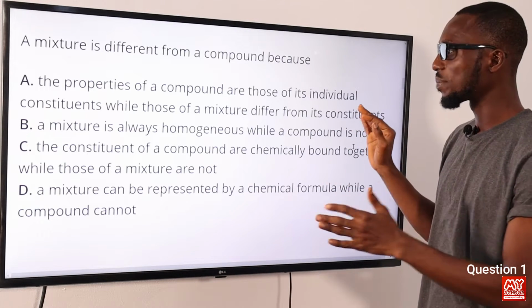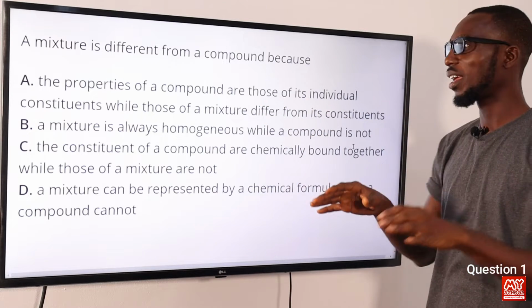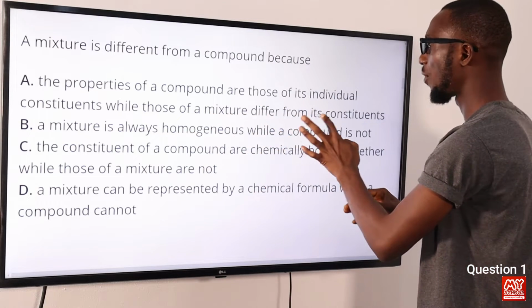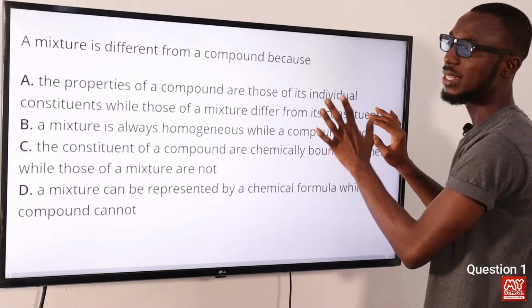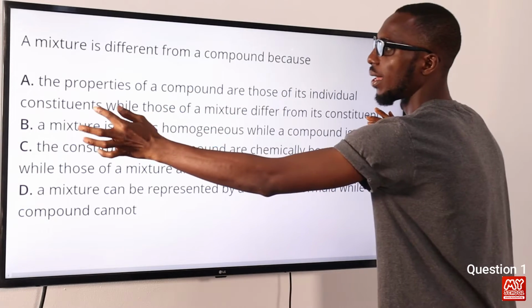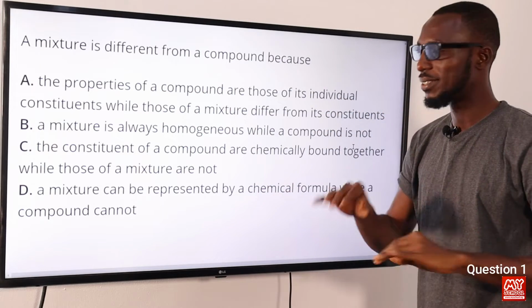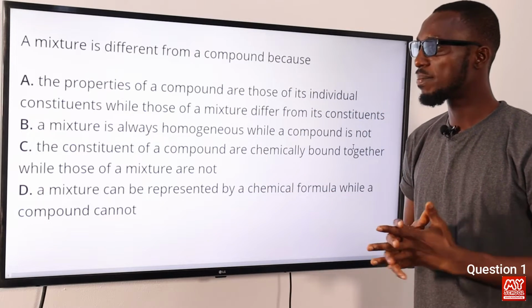Okay, this is incorrect because this is a kind of mix up. There's an interchange. Whatever description we have here, that is the description that fits for compound. Whatever description you have from here to here, that is the description that fits for mixture. So statement A is invalid. All right, so let's look at statement B.